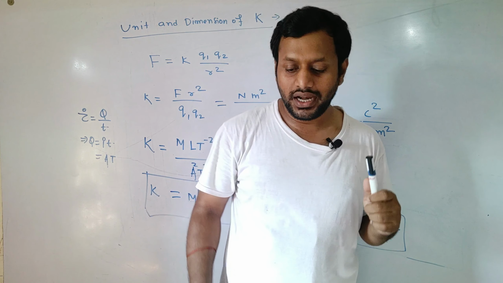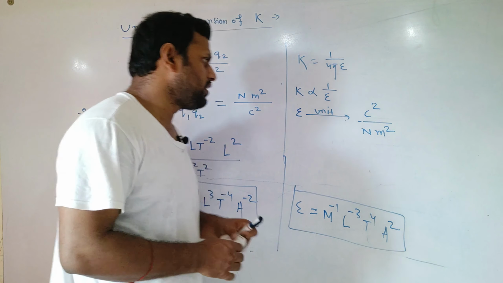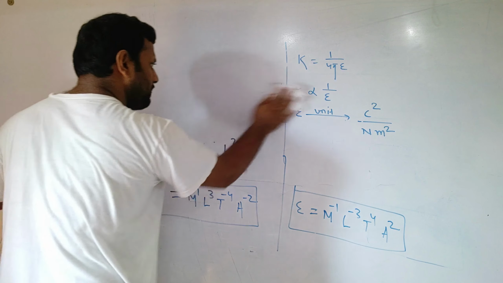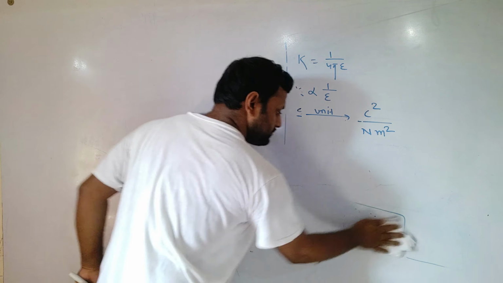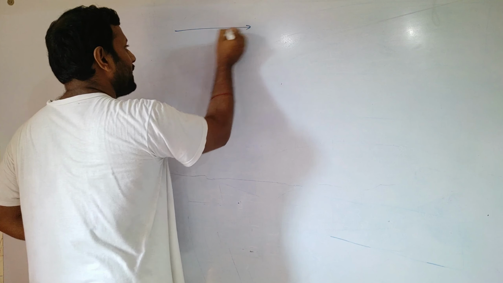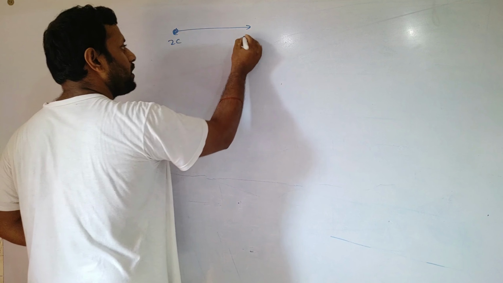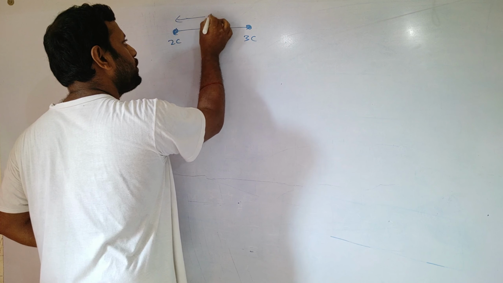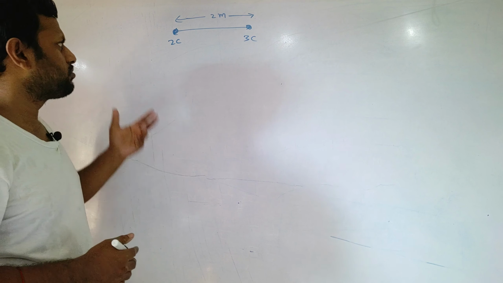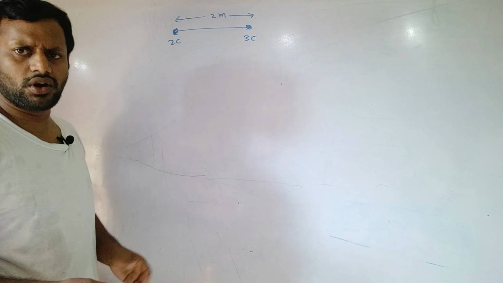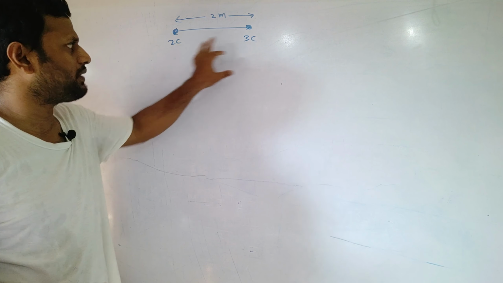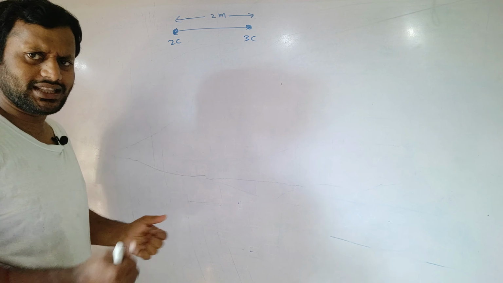Next, a small question. Write down: find the magnitude of force between two point charges, 2 coulomb and 3 coulomb, if they are separated by 2 meter. So again, listen: is it force of attraction or force of repulsion? Since the two point charges are plus 2 coulomb and plus 3 coulomb, the same nature of charge, that is force of repulsion.